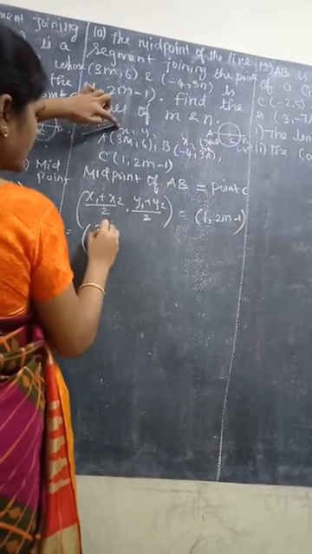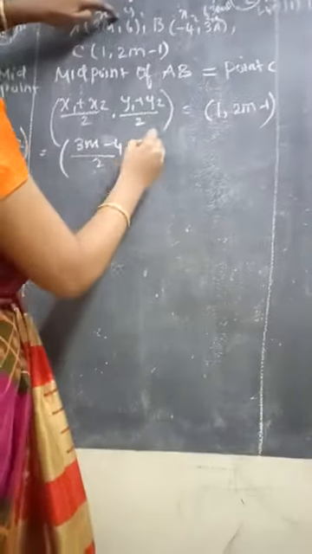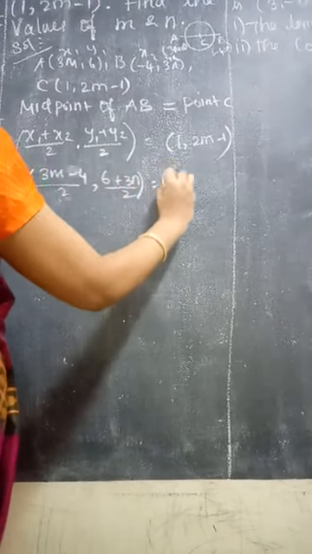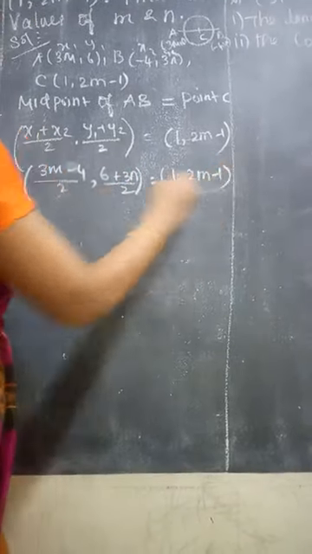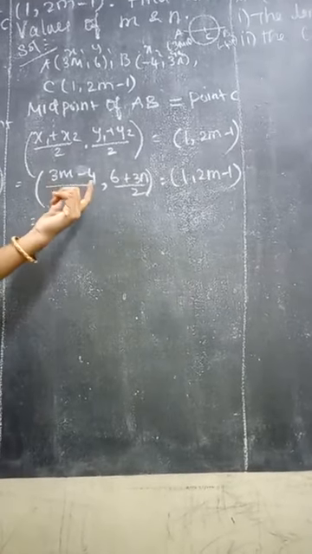What is x1? 3m. What is x2? Minus 4, divided by 2. What is y1? 6. What is y2? 3n, divided by 2, equal to (1, 2m - 1). Next, after this we can't simplify this.